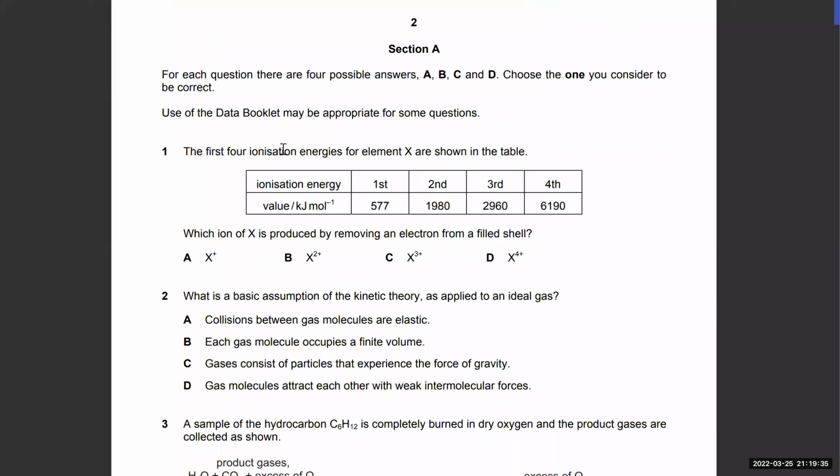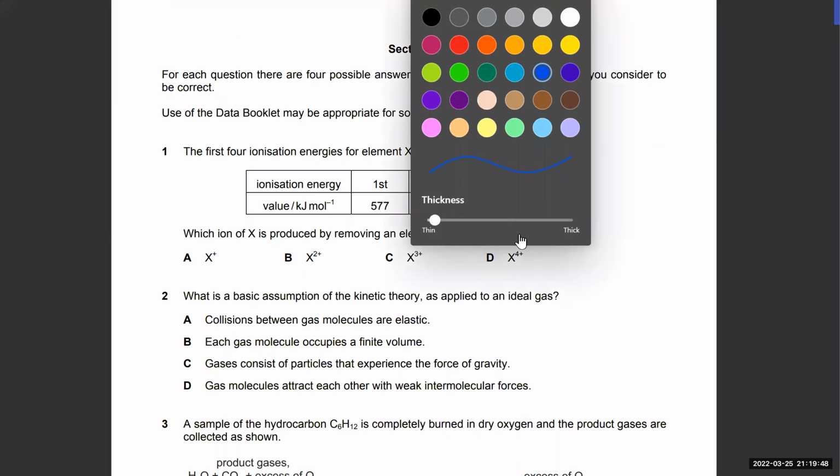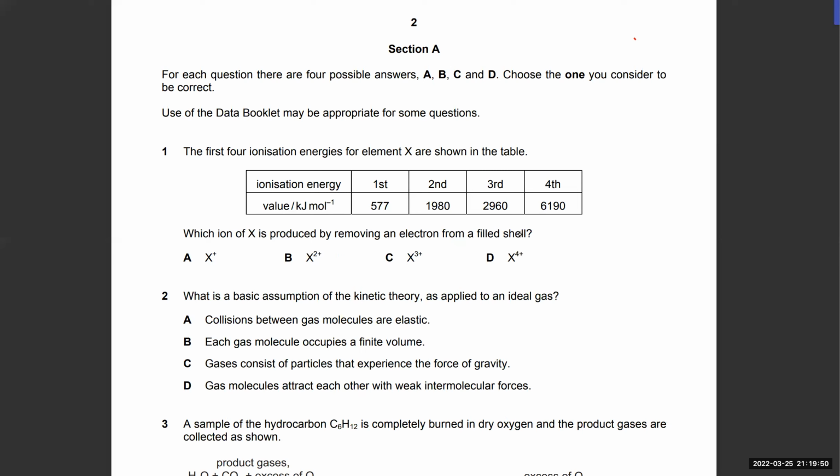The first question is: the first four ionization energies for element X are shown. Which ion of X is produced by removing an electron from a filled subshell? The wording is slightly complicated. First, tell me, by looking at the ionization energies, how many electrons are in the valence shell? How do you figure that out?